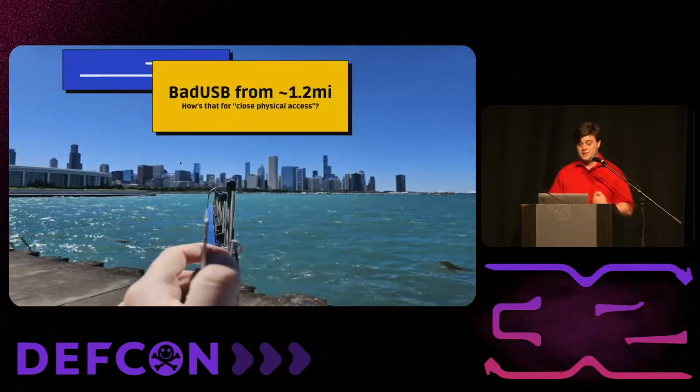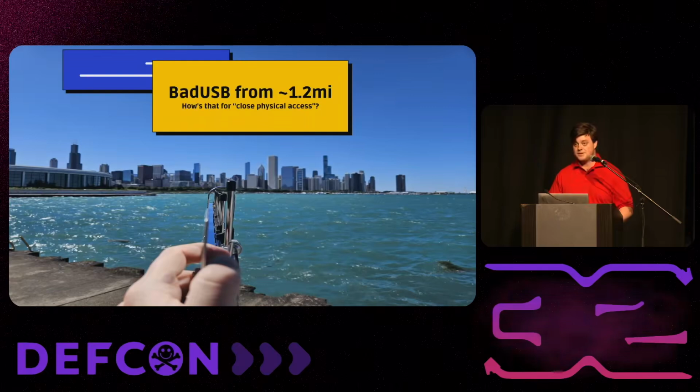I live in Chicago. I'm lucky enough to live in the Loop right here. I'm not going to tell you which building, but one of those. And with a directional antenna, I was able to use a shell from 1.2 miles away. Yeah, how's that for physical access?